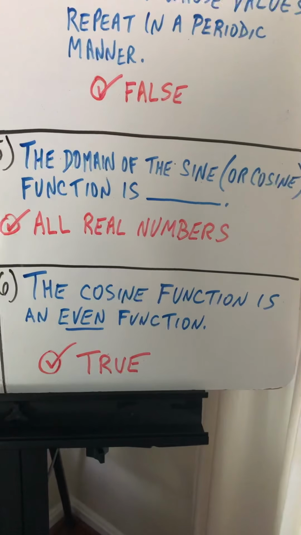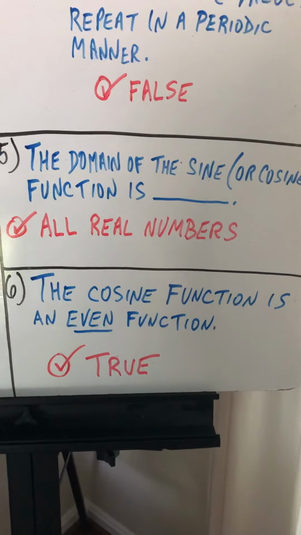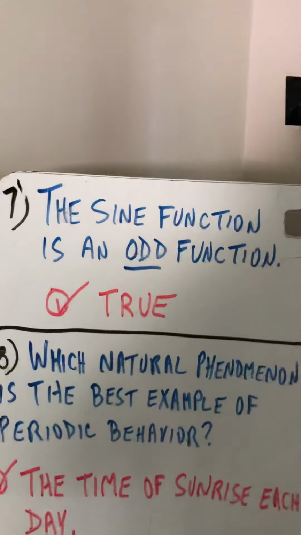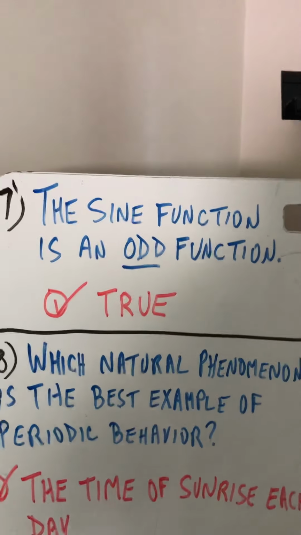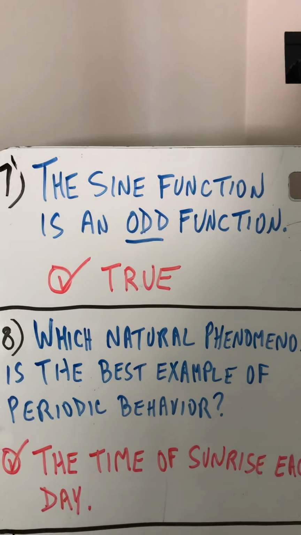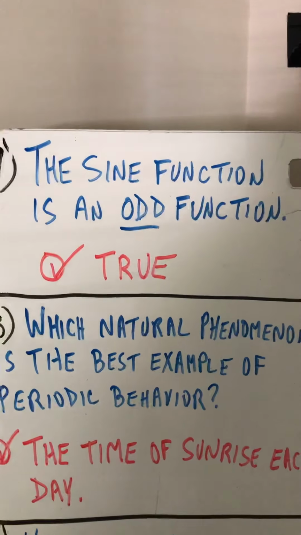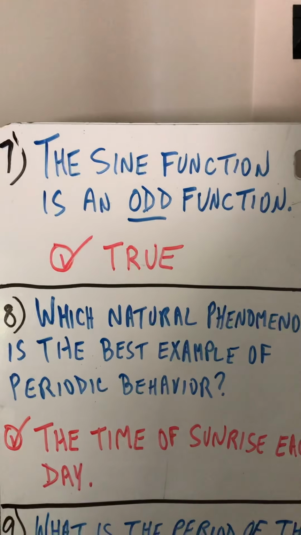The cosine function is an even function. That is true. Your question could say, though, the sine function is an odd function. That is also true. You will have one of those two questions. Either the sine function is an odd function or the cosine function is an even function. Both of those are true.